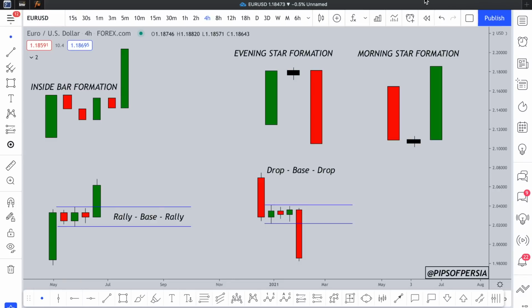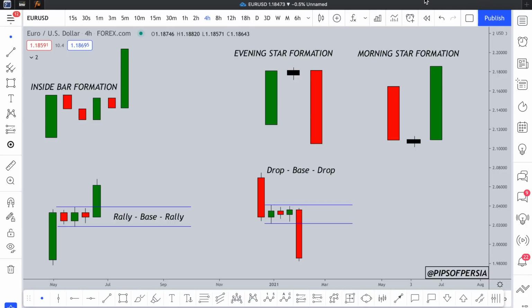Now, if you have never looked into drop-base-drops and rally-base-rallies or supply and demand before, but you have looked into candlestick formations, hopefully now you know that you most definitely have at least the foundational knowledge when it comes to supply and demand. But you definitely know a lot more than you think you do. It's very interesting to see how these drop-base-drops, rally-base-rallies, or supply and demand levels that we trade based on are very similar, in fact identical, the same thing as all of the candlestick formations that have been used for quite literally decades, more than that.